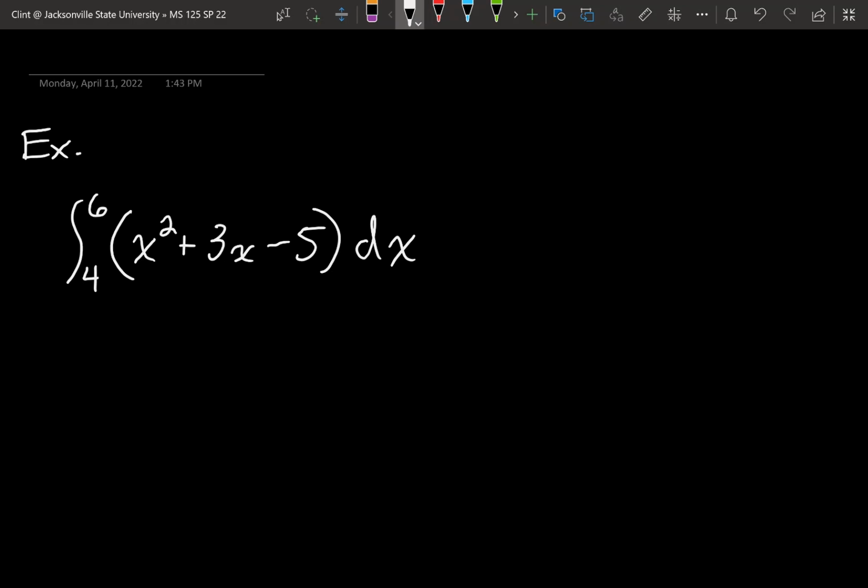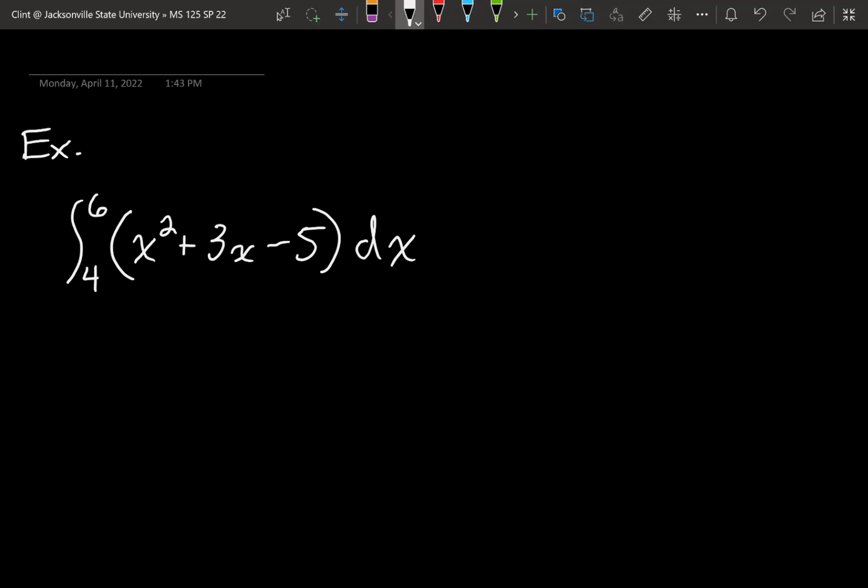So this one has got a polynomial. We want to find the definite integral from 4 to 6 of this thing. So we need an antiderivative, and then we can evaluate the antiderivative at 6, evaluate the antiderivative at 4, subtract, and we'll get the net area under the curve here.